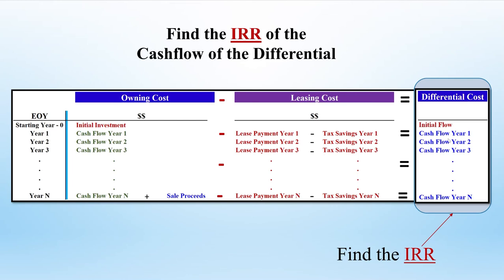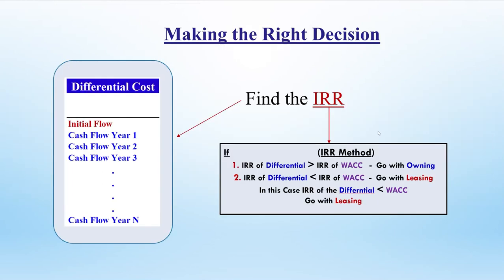It's the internal rate of return of this difference that we will compare against either our discount rate or weighted average cost of capital. And the way that works is actually very simple. If the internal rate of return is greater than the discount rate that you get from a bank or your weighted average cost of capital, then you go with owning the building. If your internal rate of return is less than your discount rate that you get from a bank or your weighted average cost of capital, then you go with leasing.